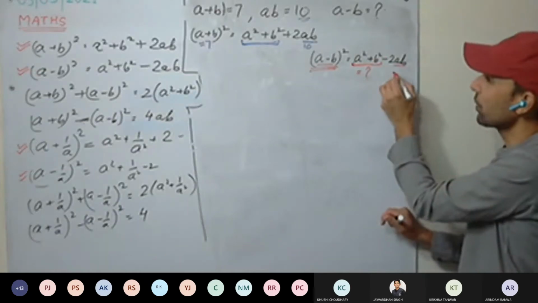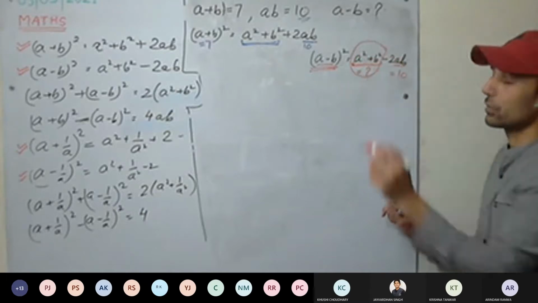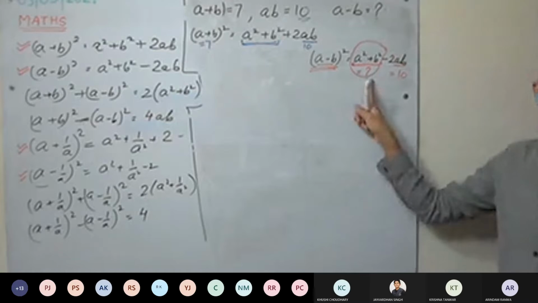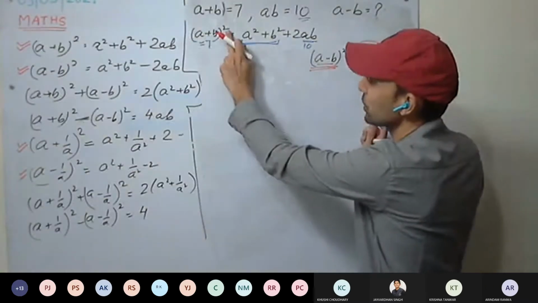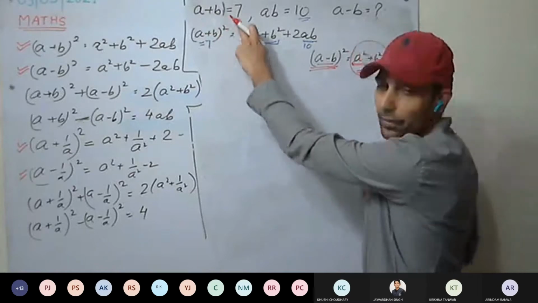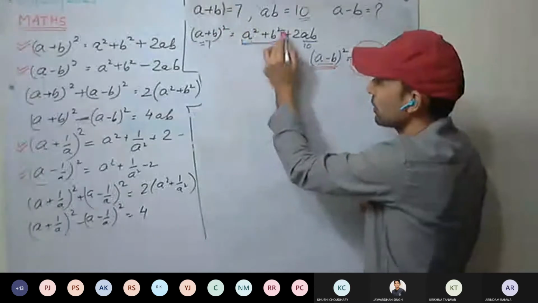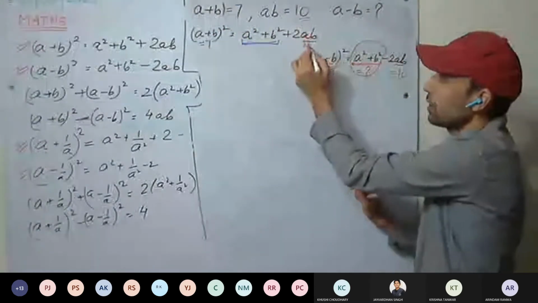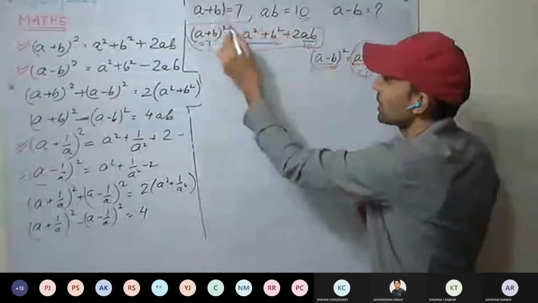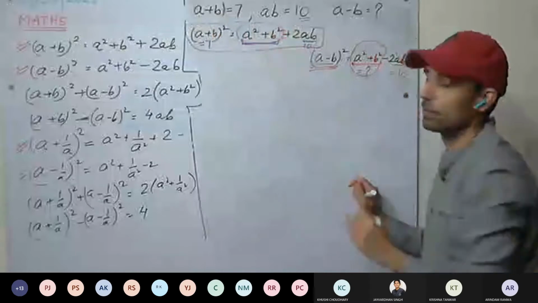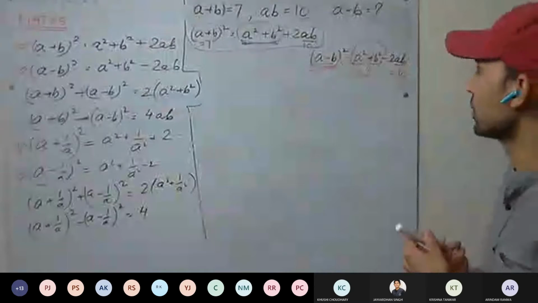But the AB value we know. It is how much? 10. It means the value of A square plus B square we have to calculate. And how are we able to calculate this? We are provided A plus B equal to 7. If we take the square, (A plus B) the whole square, we have A square plus B square plus 2AB. AB value we have, and from this equation we can calculate its value.